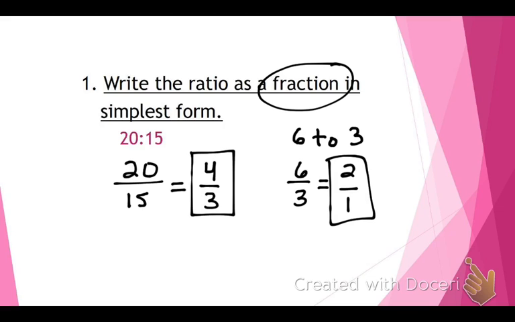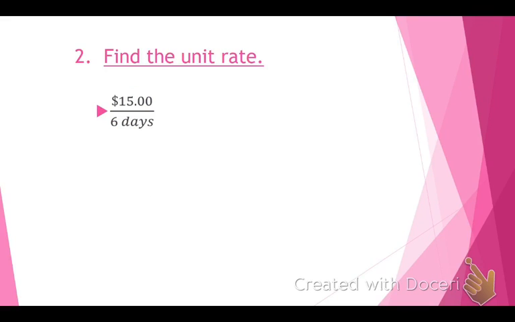Okay, so just make sure you double check, reread those instructions. When it asks it to be a fraction, make sure it's a fraction. If it asks it to be in simplest form, make sure it's reduced as much as it can be. Number 2 says, find the unit rate.